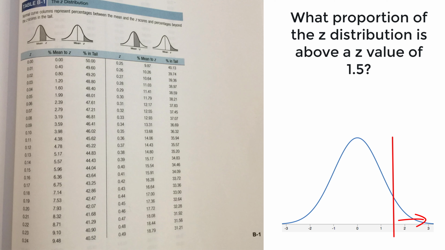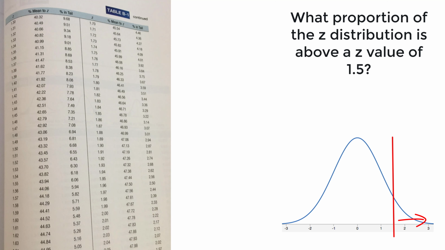I'll go to the Z table now and start by finding 1.5 in the Z column. This appears on the third page of our table. The area above 1.5 is the area in the tail. That area is 6.68%. Let's do one more example.